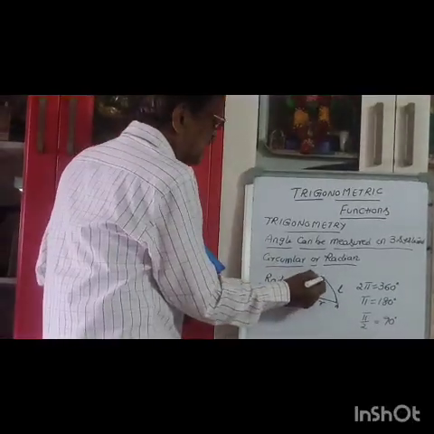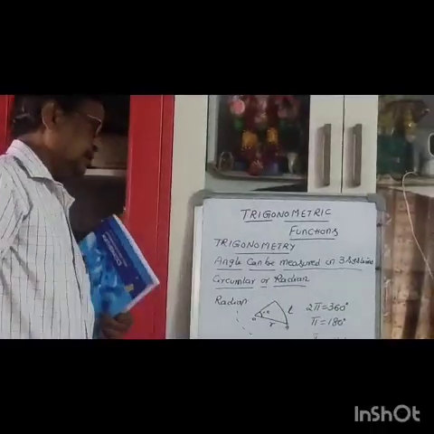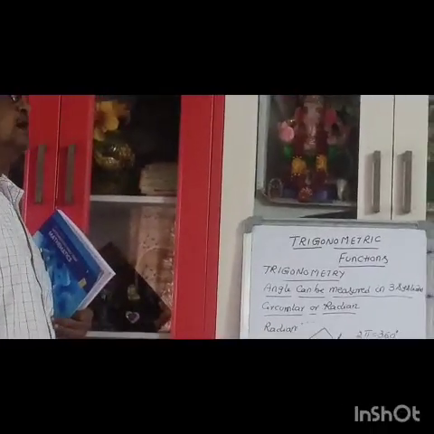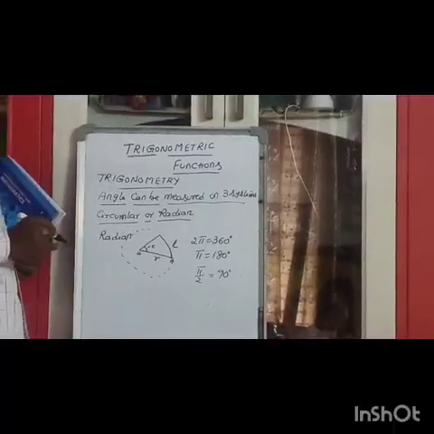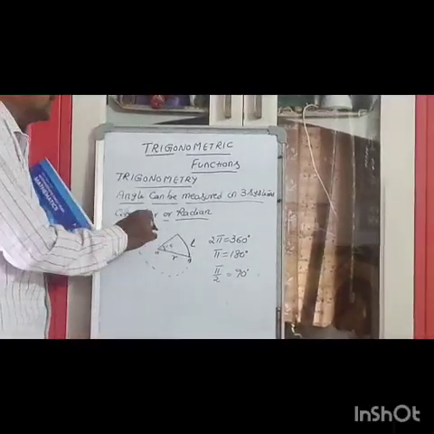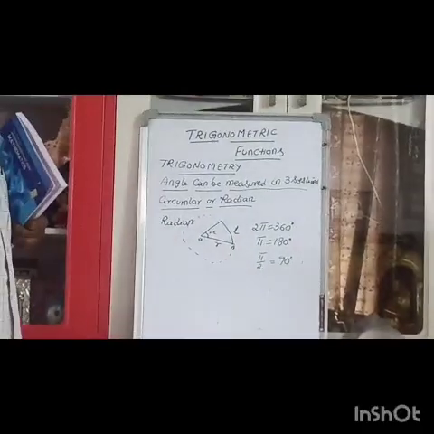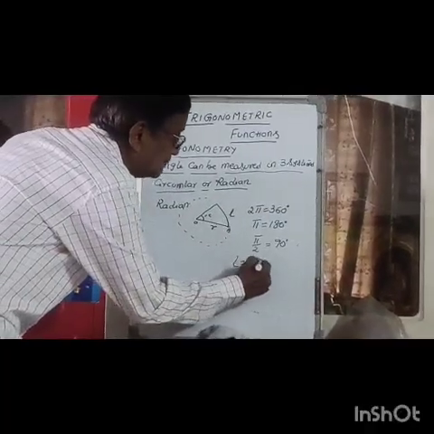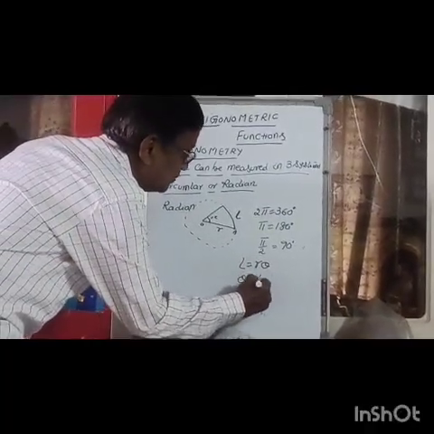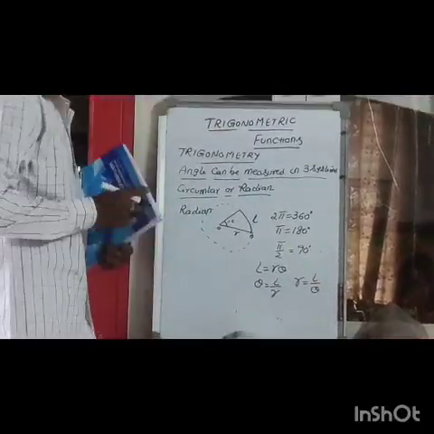If you consider this diagram as a full circle, the angle made at the center by an arc of the circle whose length is equal to the radius of the circle is known as 1 radian. L is equal to r theta. Theta is equal to L by r. r is equal to L by theta.